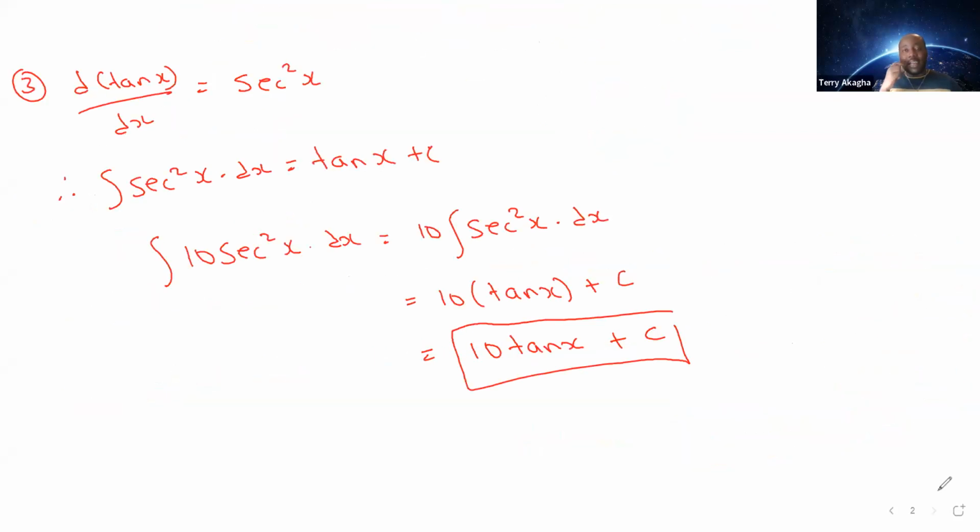Now, the same thing for tan x. Differentiating tan x gives you sec squared x. When you integrate sec squared x, it's going to give you tan x. So when we integrate 10 sec squared x, you bring out the constant, and it's going to give you 10 times the integral of sec squared x. And that'll give you 10 tan x plus c. And that'll be the answer for that. Okay. So thank you for that.